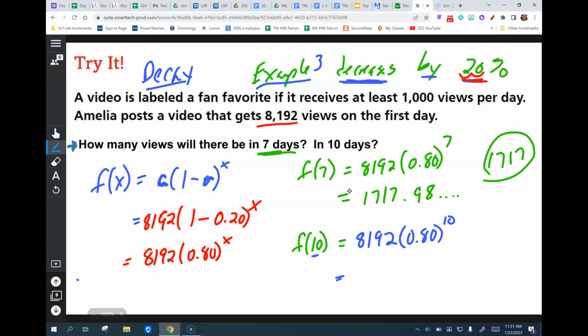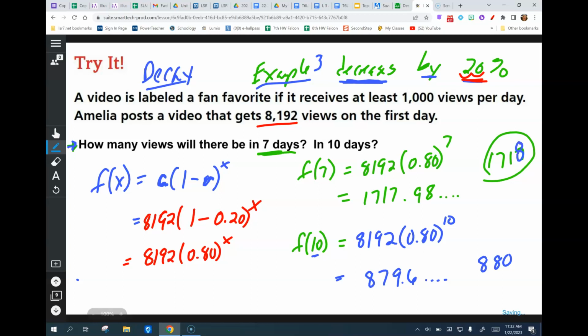You take 8,192 times 0.8, and then you're going to hit the tenth power, and you're going to get 879.6, blah, blah, blah. So this one would be about 880. Oh, so then this would be 1718.